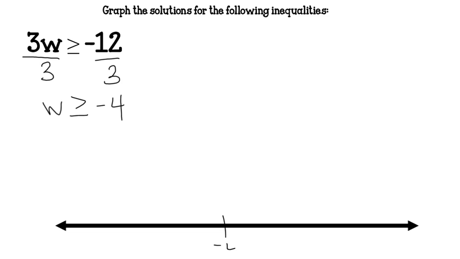And then I graph it, and I have -4, -3, -5. And then I'm going to do a closed circle at -4. We're talking about numbers that are greater than -4, so I'm going to shade to the right.